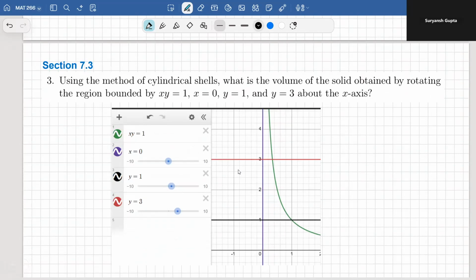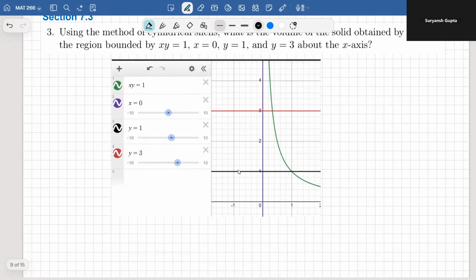So now we can move on to the next question, which is to find the volume of the solid obtained by the cylindrical shells method. And the function xy equal to 1, x equal to 0, y equal to 1, and y equal to 3. So again, I have the Desmos graph here. I can start the region. So the shaded region, so firstly, this is xy equal to 1. Also, it's color scheme, so you can make sense to that, but I'll just label them regardless. This is y is equal to 1, y is equal to 3, and x is equal to 0.